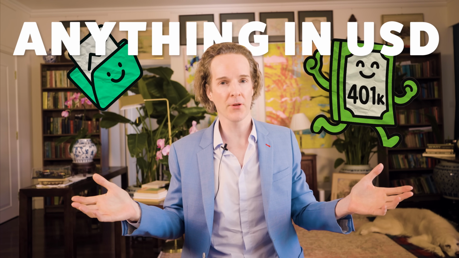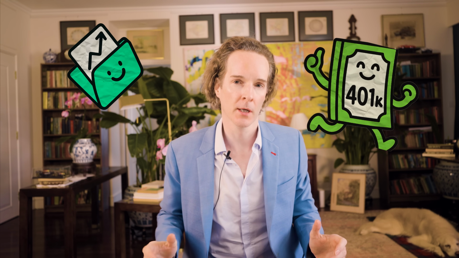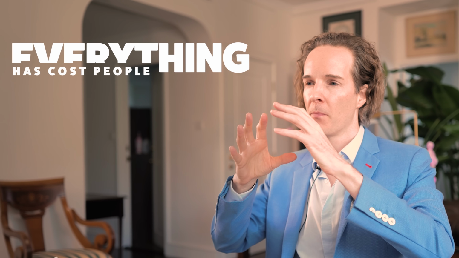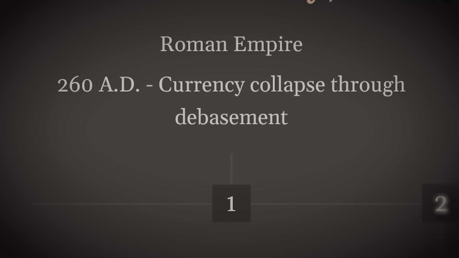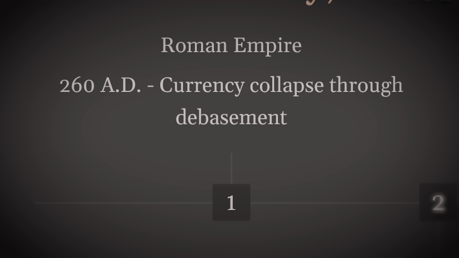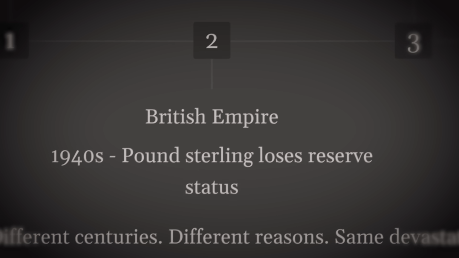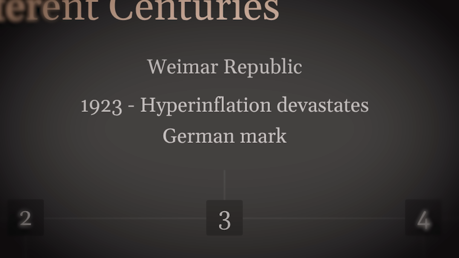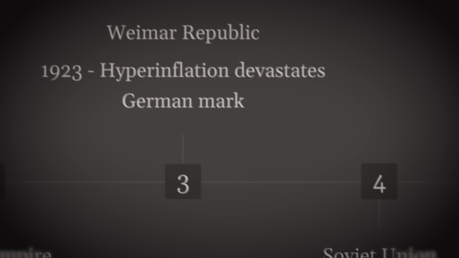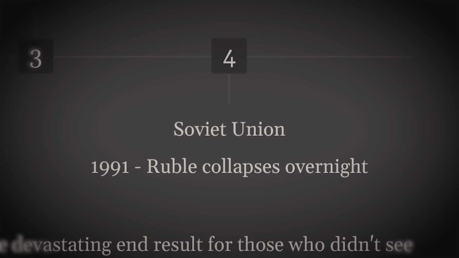If you have a stock portfolio, a 401k, or really anything denominated in US dollars, what I'm about to show you has cost people everything, repeatedly throughout history, and it's happening again. The Roman Empire, 260 AD, the currency died. The British Empire's currency died in the 1940s. The German Weimar Republic's currency died in 1923. The Soviet Union's currency died in 1991. Different cultures, different centuries, different reasons, but the same ending.